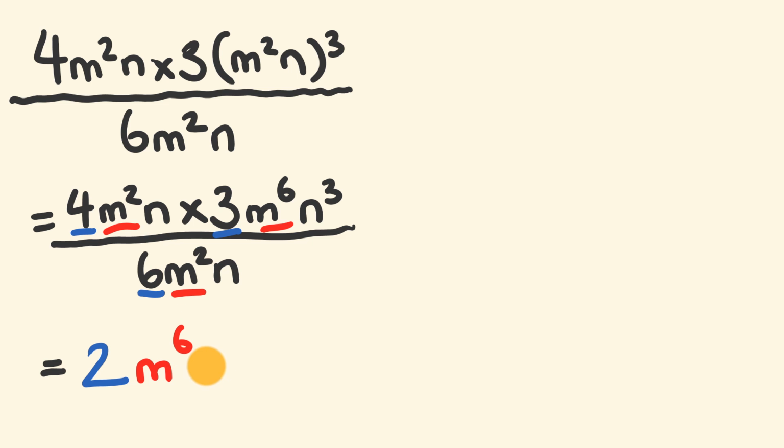Cool. Finally, we have the n's. We have n to the 3, and n there. So n multiplied by n to the 3 divided by n here. So you probably remember these are both to the power of 1 here. So 1 plus 3 is equal to 4, minus 1 is equal to 3. And there you have it. We have our answer, 2m to the power of 6, n to the power of 3. And that is the index laws.